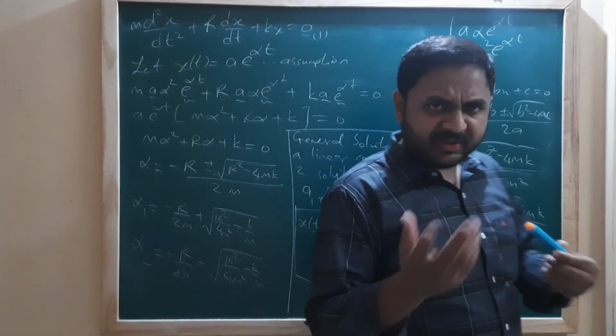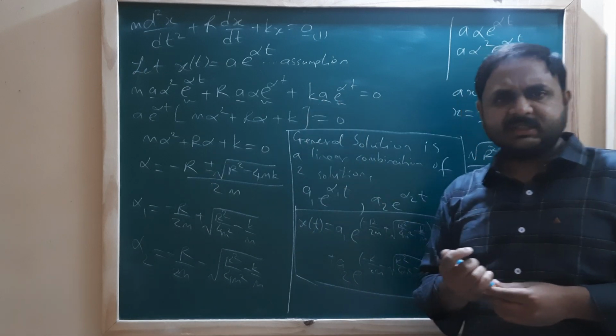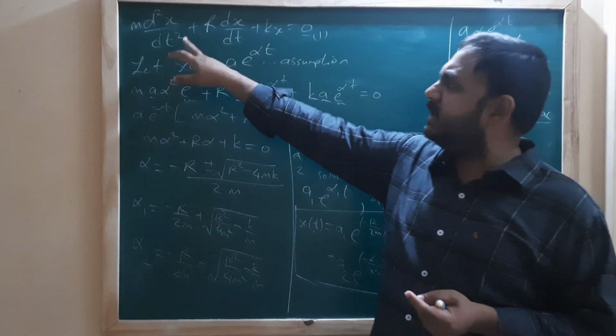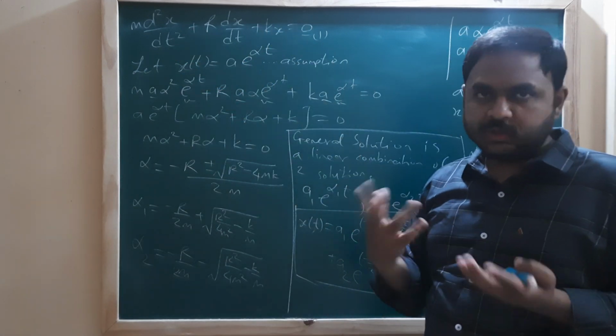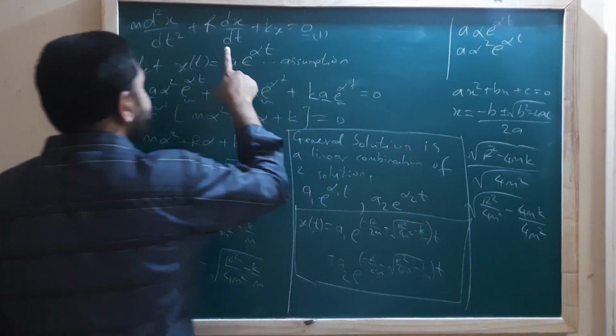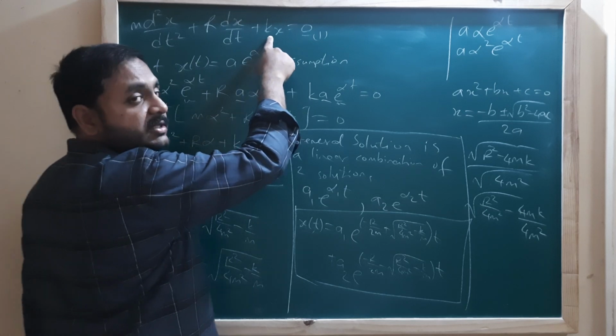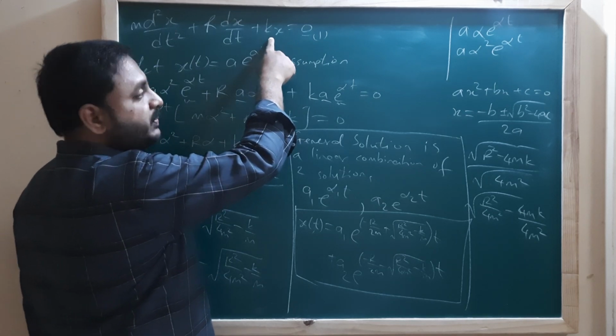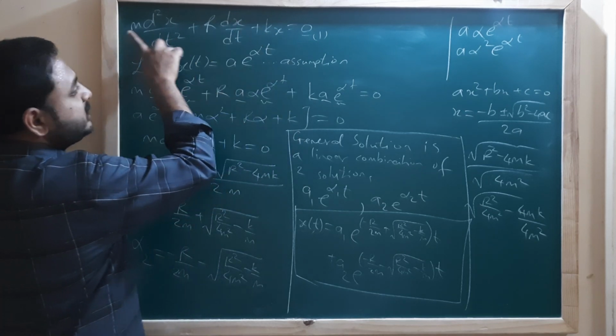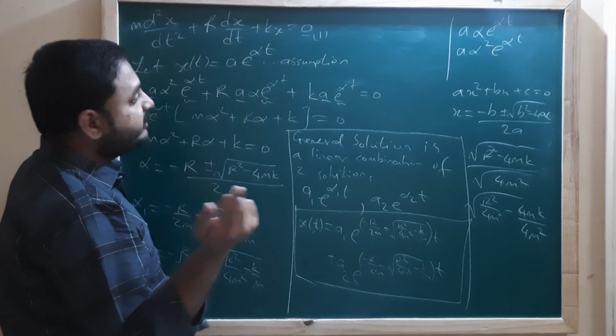Again, this is not a very difficult derivation, very easy. Simply think of the equation. How did you get the equation? Use Newton's law. There are two forces acting. The first force is resistive force proportional to the velocity. Second force is restoring force proportional to the displacement. Both are minus. Use Newton's law and get this. That is a single step derivation.